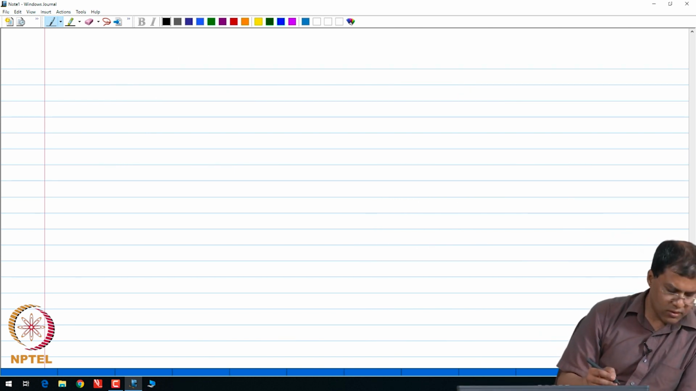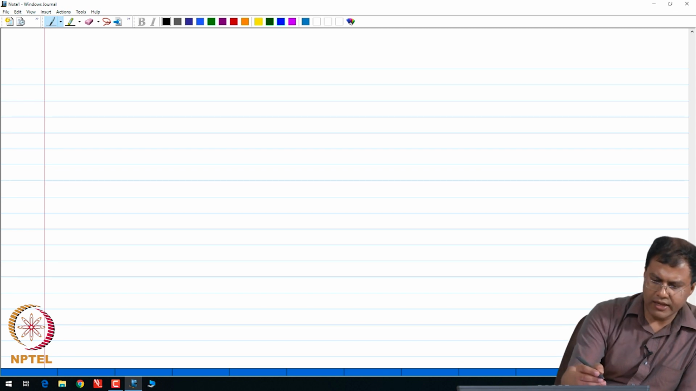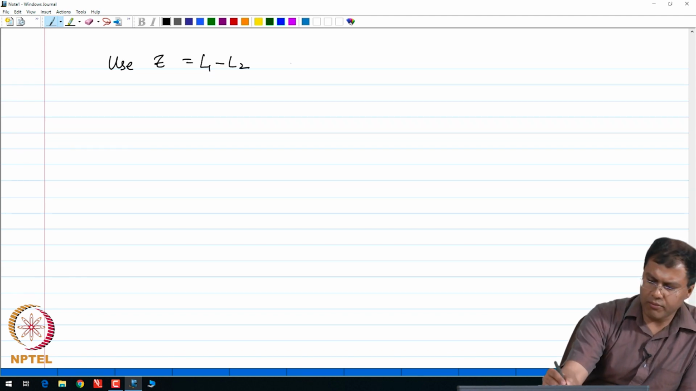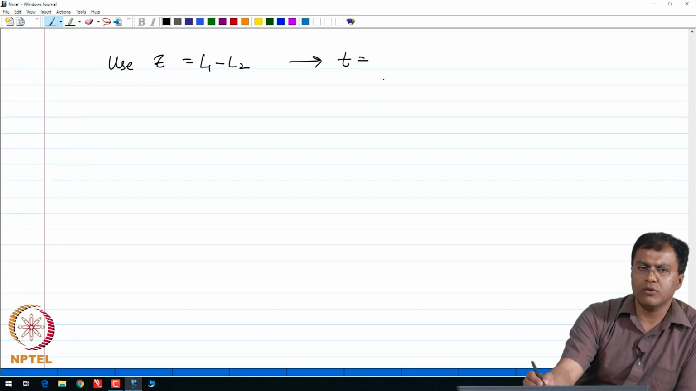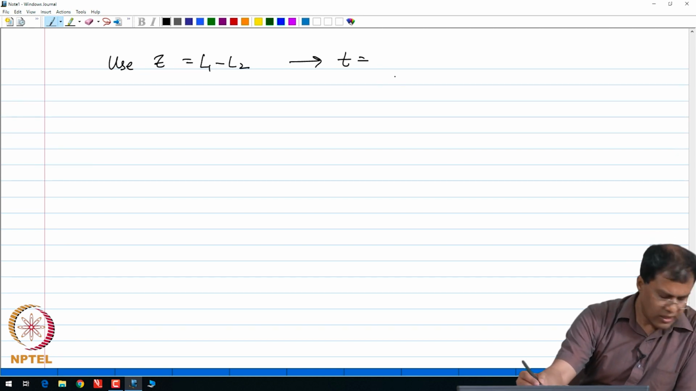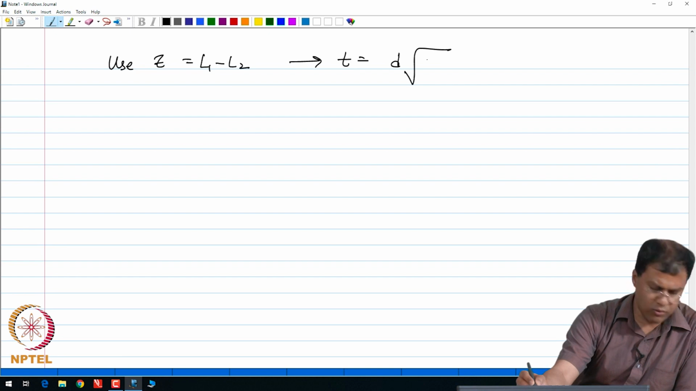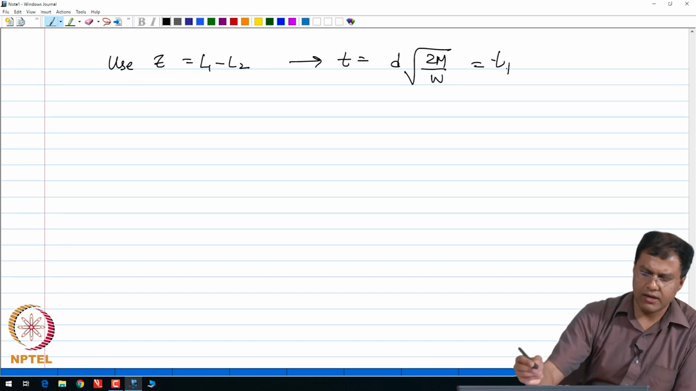When we use z equal to L1 minus L2, I see that the time taken by the oscillator to stay in region 2 comes out to be d times square root of 2m by w. Let me call this T1.